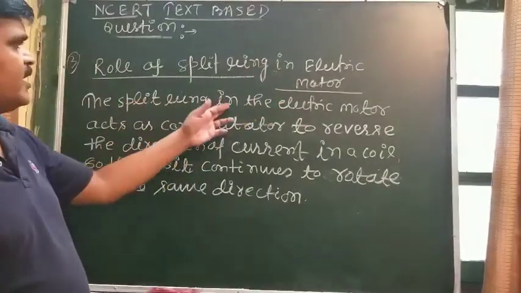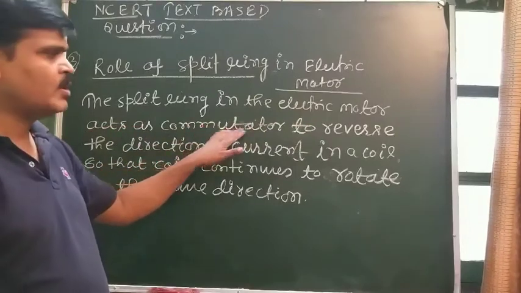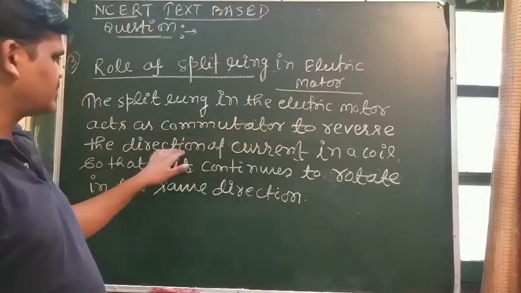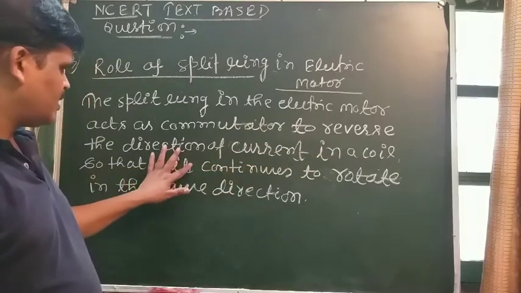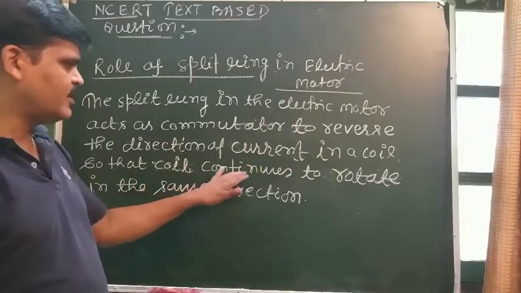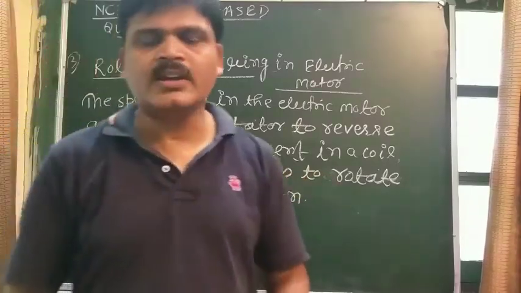The split ring in the electric motor acts as a commutator to reverse the direction of current in a coil so that the coil continues to rotate in the same direction.